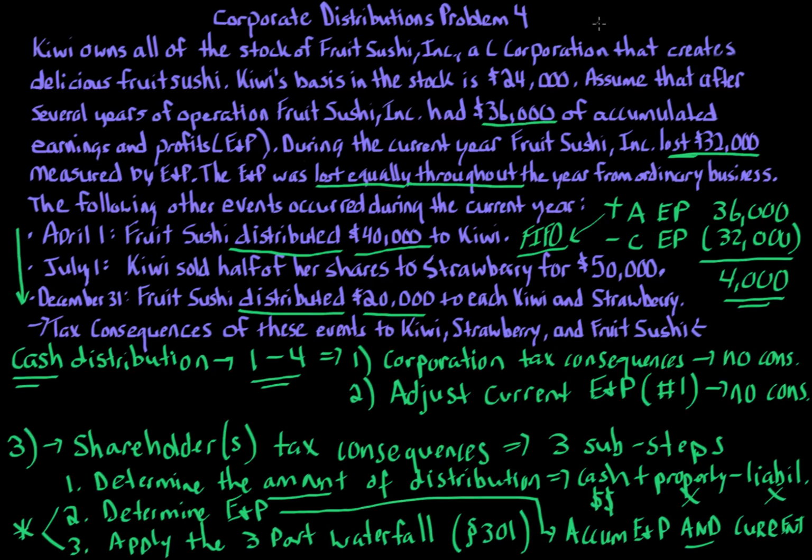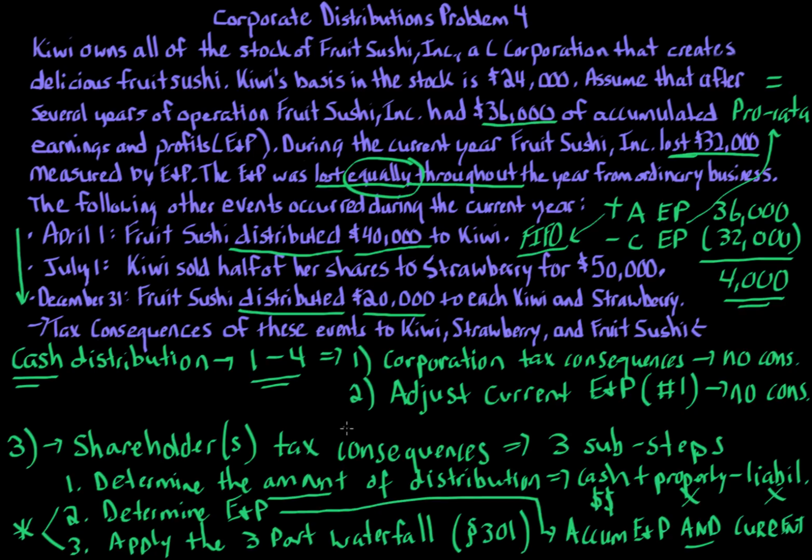So to summarize, accumulated EMP is going to be on a FIFO basis, but current EMP, since it happened equally, and this is important, is going to be pro rata in terms of how the negative is allocated out. If you're having trouble understanding that, we're going to go through each date together, and I'm going to show you.